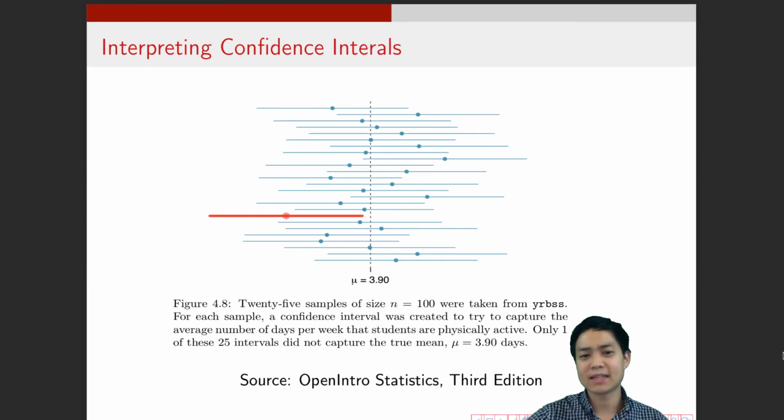This is a graphical representation of what that might look like. Each of these horizontal blue lines represents a different confidence interval that was created, and that one red one is the one that doesn't contain the true population value. So here's 25 of them. Only one did not capture the true mean.